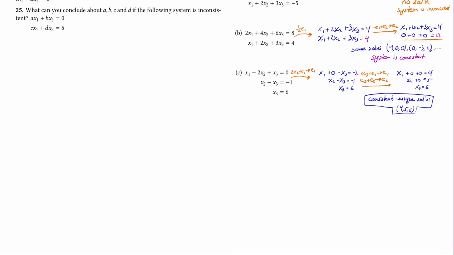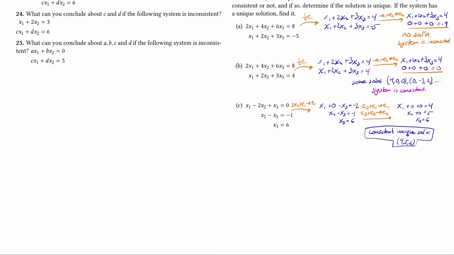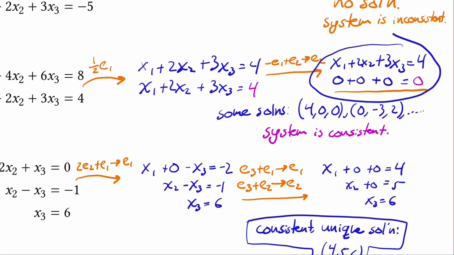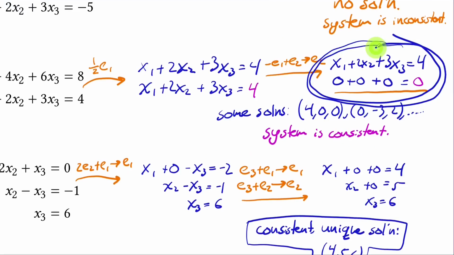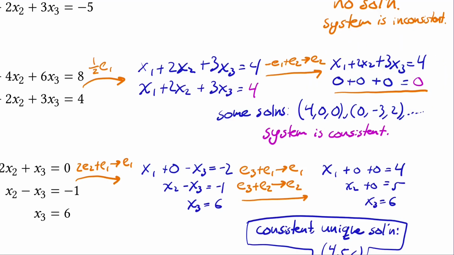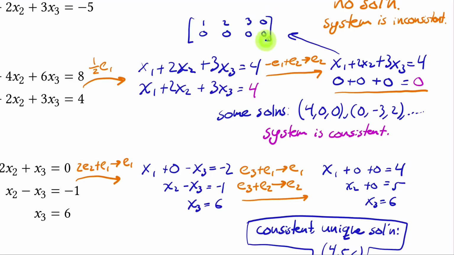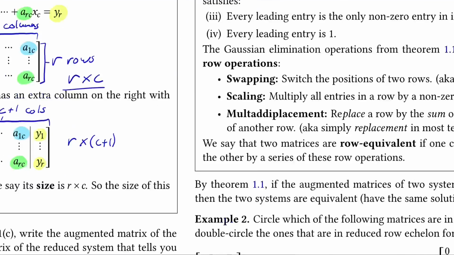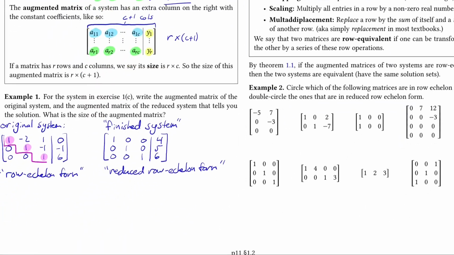Like if we look at part B here, this one, we've done as much elimination as you can do. There's no way to get rid of the 2x2 or the 3x3 at this point. So it turns out that the augmented matrix for this system is actually in reduced echelon form as well. And it basically means you've done as much Gaussian elimination with the system as you can.